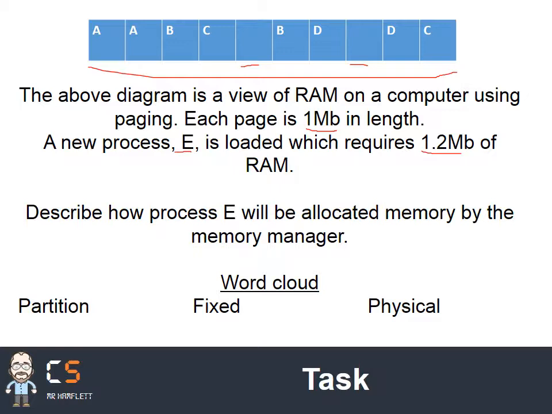So what I'd like you to do is describe, using this example, how process E will be allocated memory by the memory manager. You're going to be talking about paging, and make sure you use the following words: partition, fixed, and physical.